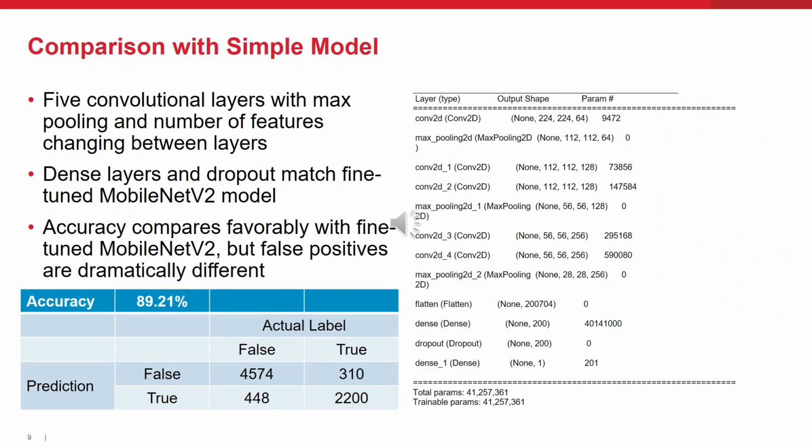Two additional models were developed for comparison with the fine-tuned MobileNet V2 model. This is the simple model, which consists mostly of a number of convolutional layers. As you can see, the accuracy was reasonable, about 2.5% different from the MobileNet V2 model, but unfortunately, the number of false positives was extremely high, about 58% more than the MobileNet V2 model.